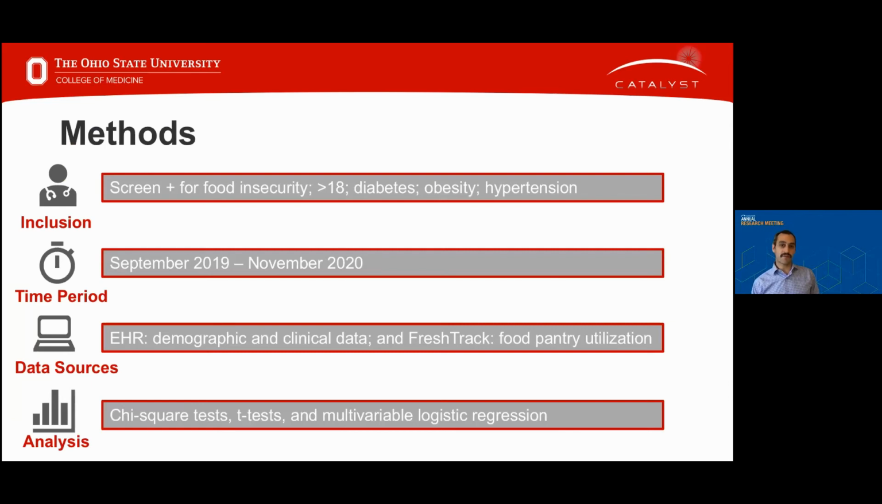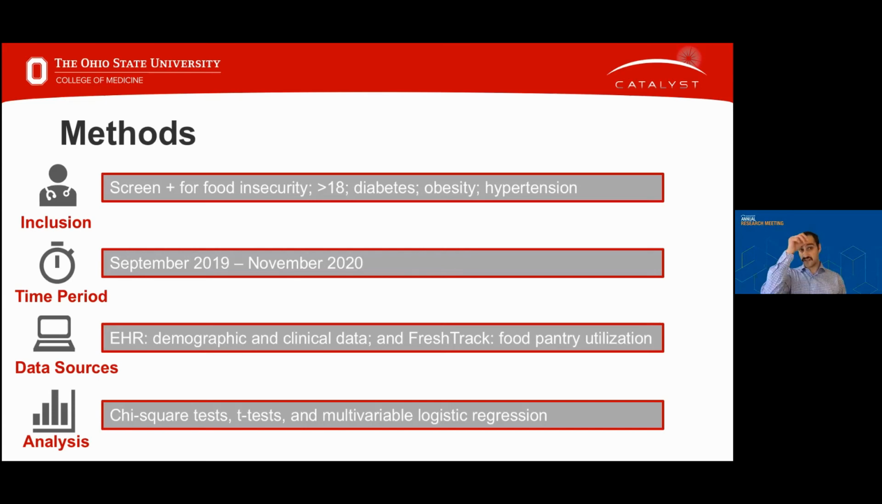So the methods for our particular study included all patients that were referred to the Mid-Ohio Pharmacy between September 2019 through to November 2020 were eligible for inclusion in our study. Patients that were specifically eligible were those that received a referral if they screened positive for food insecurity, were at least 18 years of age, and had an eligible chronic condition. Screening used the 2-question Hunger Vital Sign food insecurity risk screening questions.